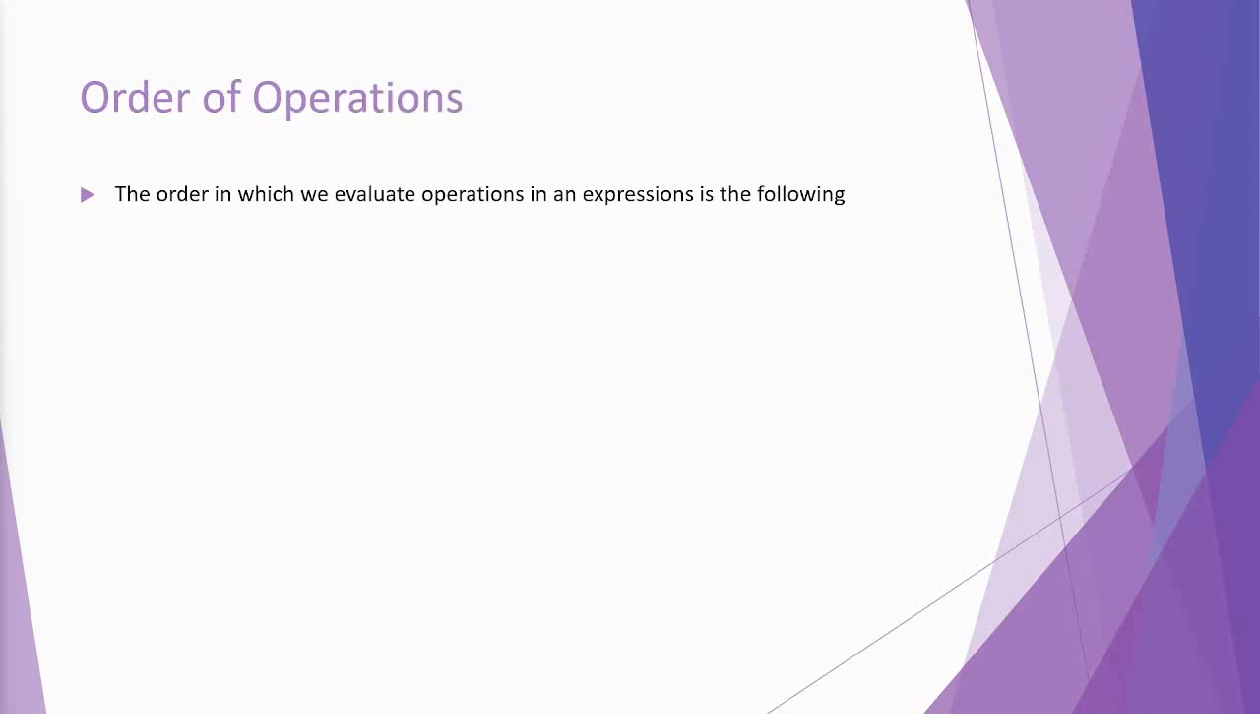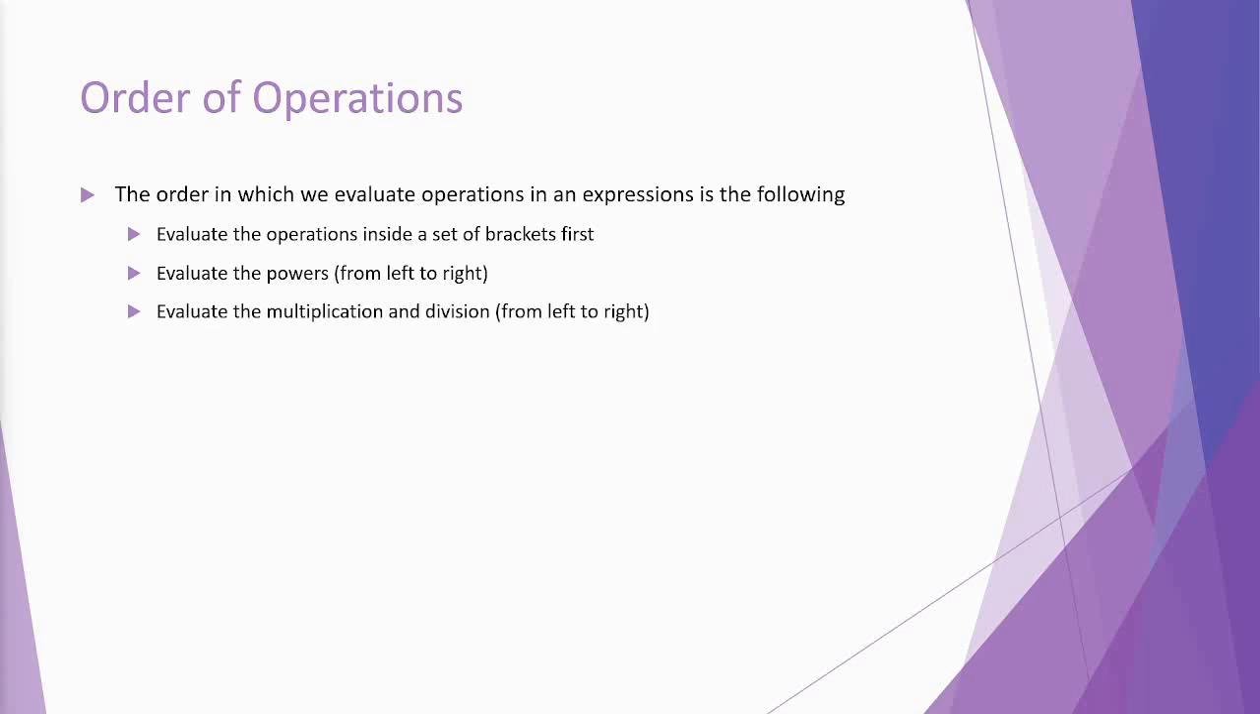So the order of operations is the order in which we evaluate the operations in an expression, and it goes in this order. So first off, we evaluate the operations that are inside a set of brackets. Next, we evaluate the powers, and this could be to the power of, or it could be a square root. After that, we evaluate the multiplication or division. And finally, we evaluate the addition and subtraction. If we have multiple powers or multiple multiplications or divisions or multiple additions or subtractions, we work from left to right.